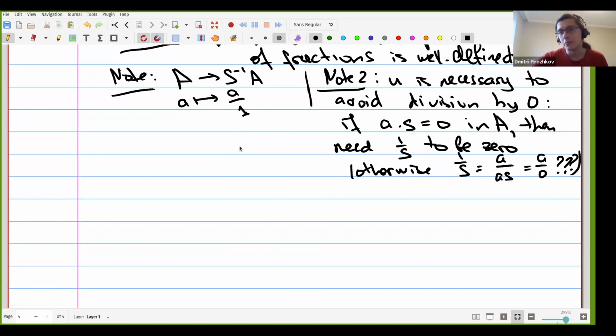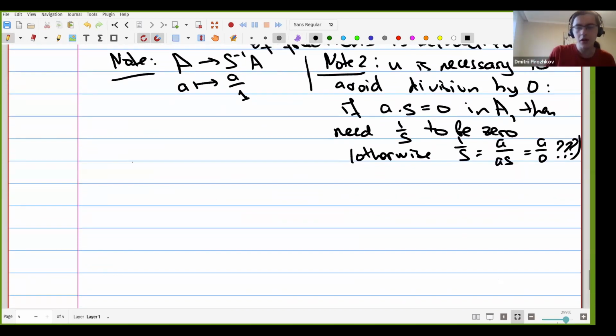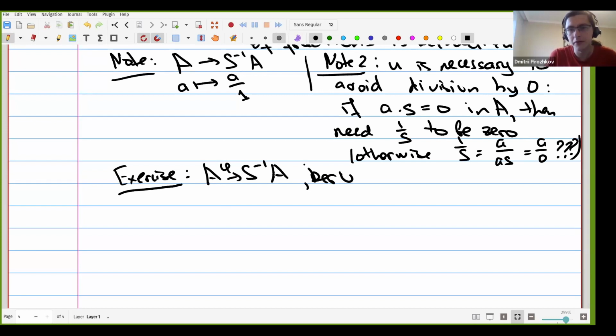Okay, so all right. And another exercise. Yeah, I think I will just do this exercise as well. So if you have this map over here, let's say phi, then the kernel of phi is exactly the set of elements a of the ring such that there exists some s in S so that a times s is equal to 0.